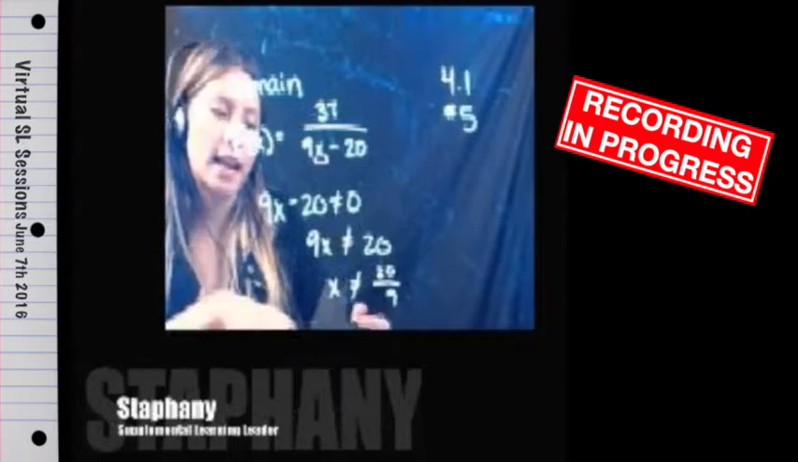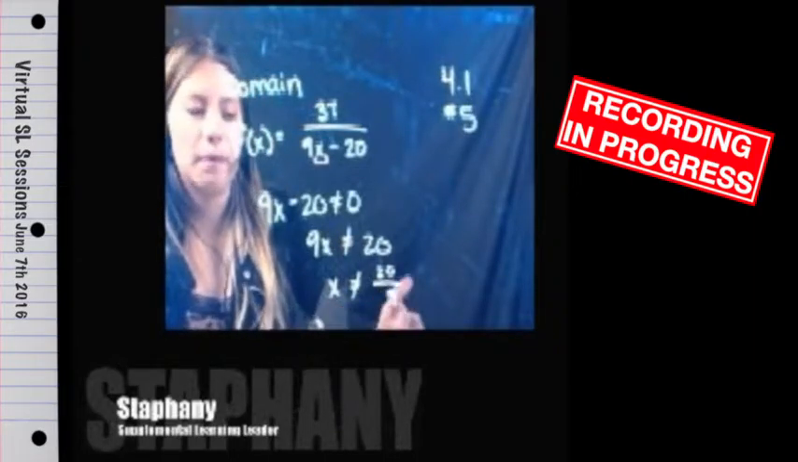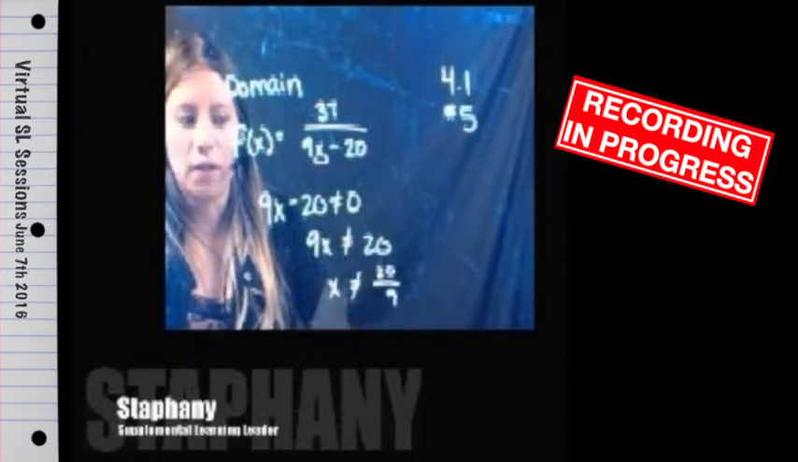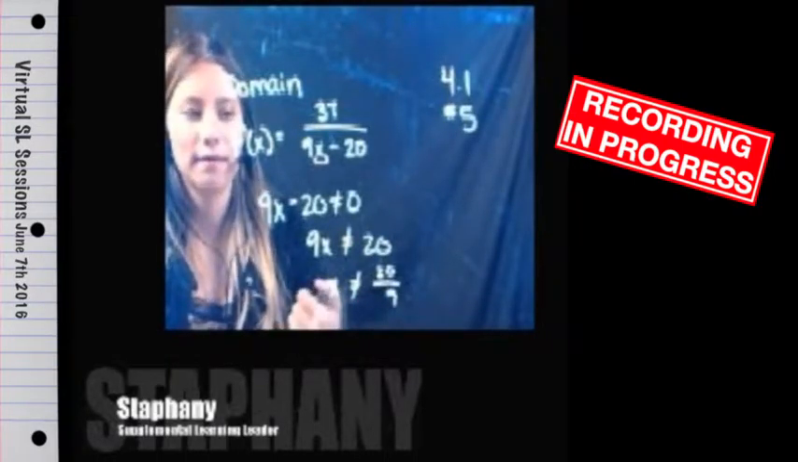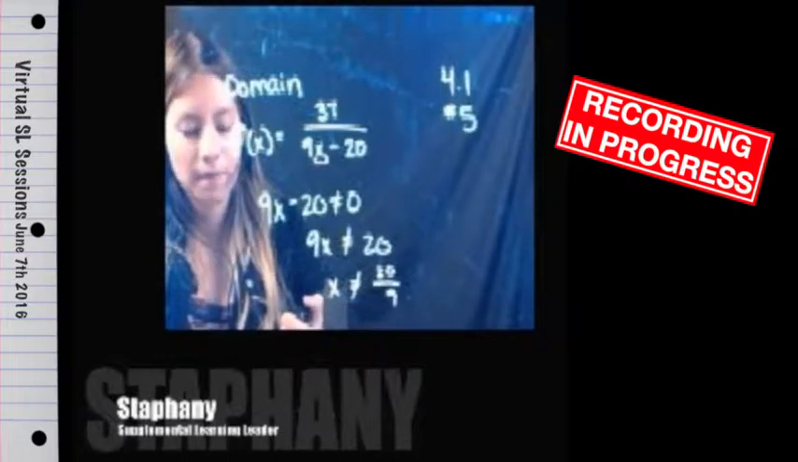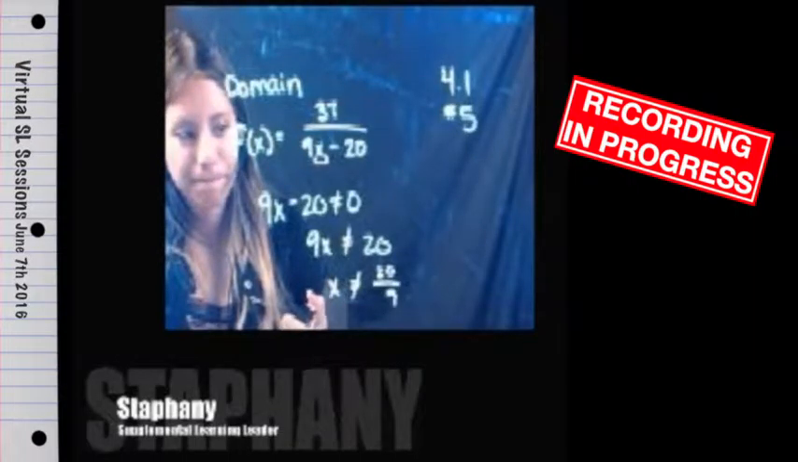So it's now x is not equal to 20 over 9. And if I were to plug that in up here, that would give me a 0. That's why it's not equal to this value. And I noticed they say the domain is all real numbers x except for x where x equals this value.